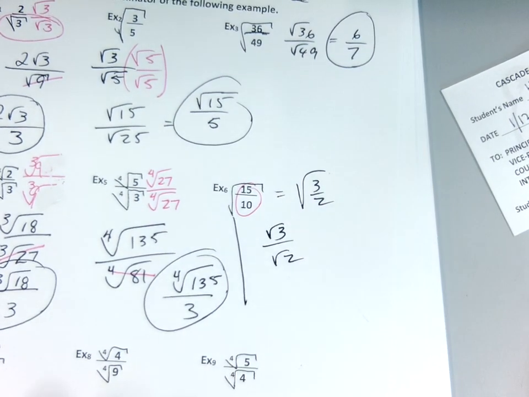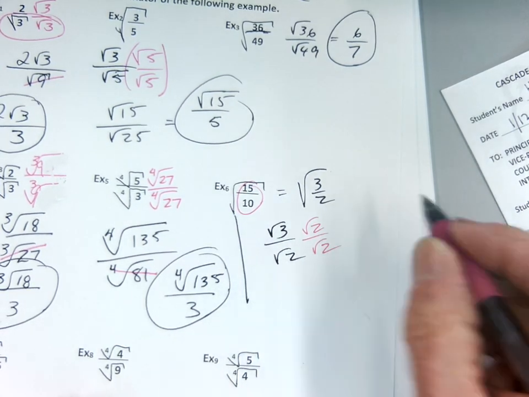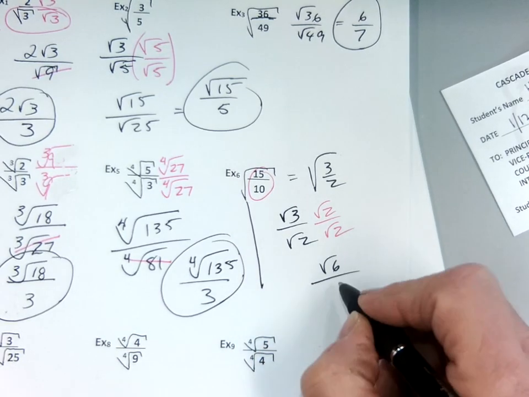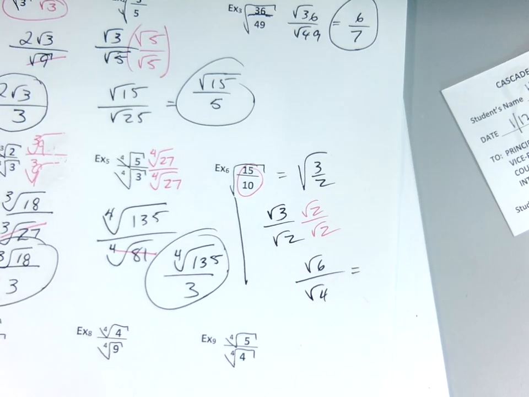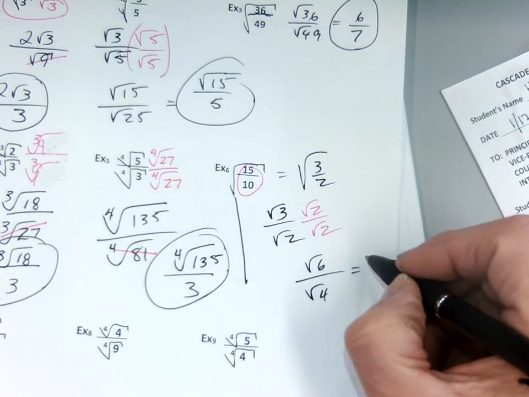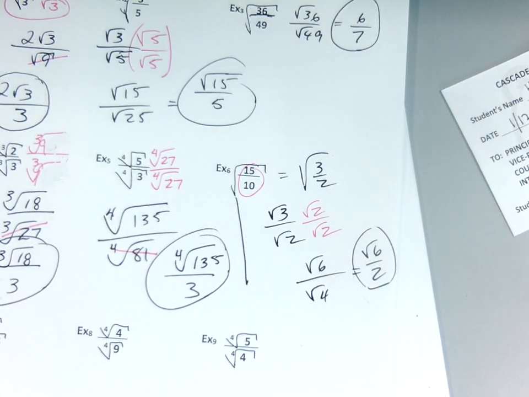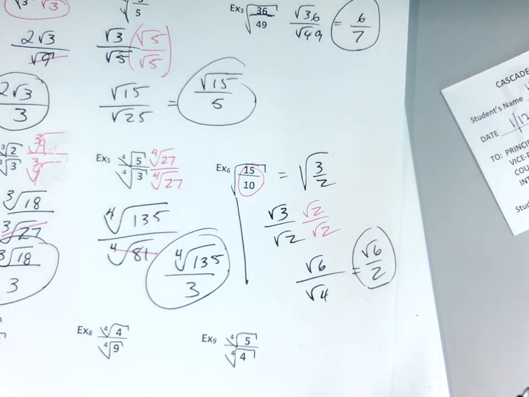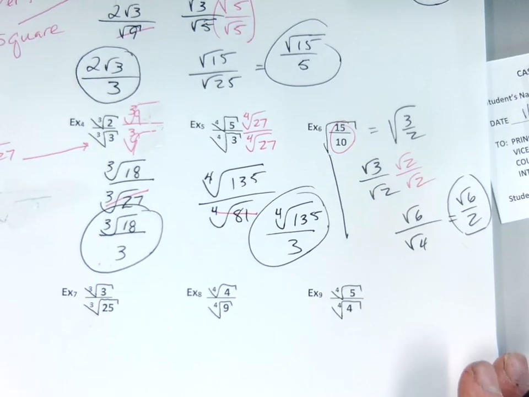So then what I have is square root of 3 over square root of 2, right? What do I need to do? I'll make a perfect square, the square root of 4. So I'll get the square root of 6 over the square root of 4, which is the square root of 6 over 2. Again, don't divide those, because that is not a 6.